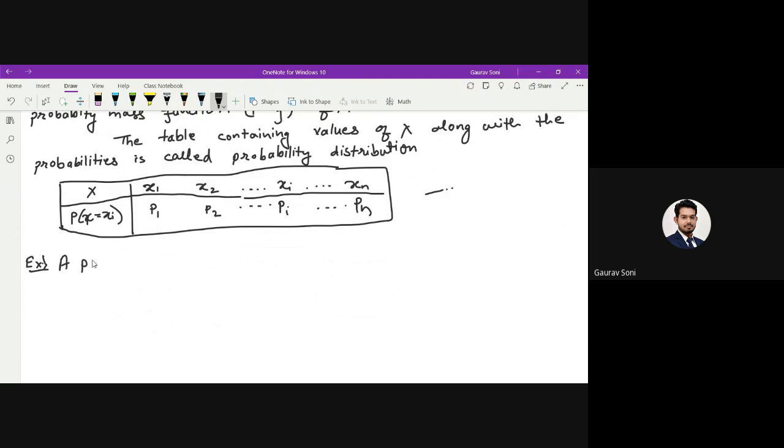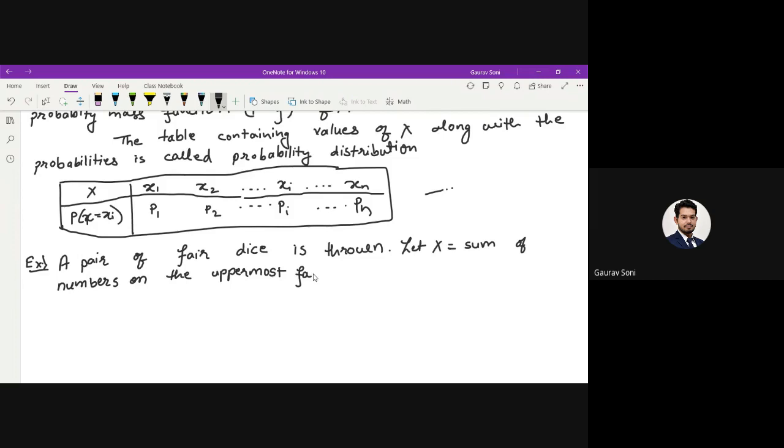A pair of fair dice is thrown. Let x be equal to the sum of the numbers on the uppermost faces. Find the probability distribution.